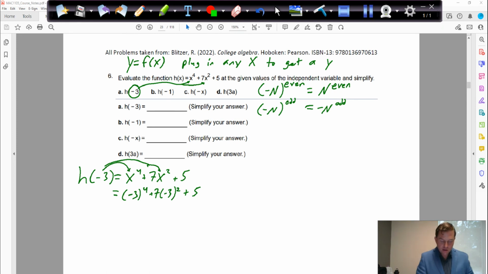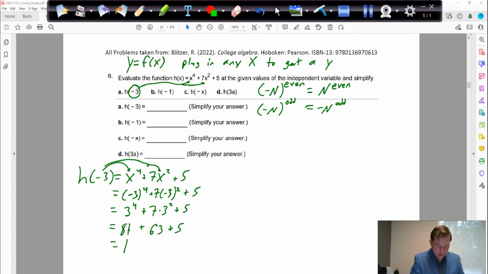So in this case, because this is a negative number to an even power, in fact, both of them are even, the signs are going to go away, and you're just left with 3 to the 4th times 3 squared. So we're going to get 81. 3 squared is 9 times 7 is 63. Plus 5. Just have to record the number, 149.